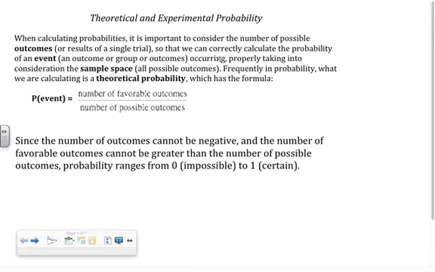Since the number of outcomes cannot be negative, I don't have, for example, a negative number of die, and the number of favorable outcomes can't be greater than the number of possible outcomes, we talk about probability as a fraction or a percent between 0 and 1. And if the probability of an event is 0, we know that it is impossible, whereas if the probability of an event is 1, we know that it is certain.